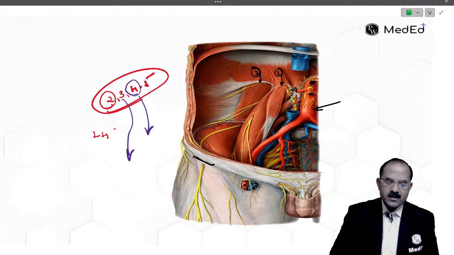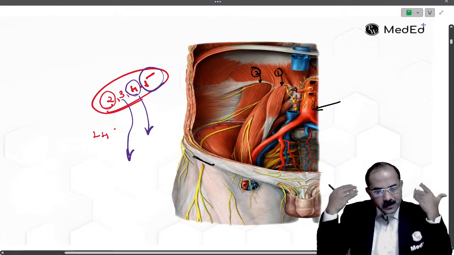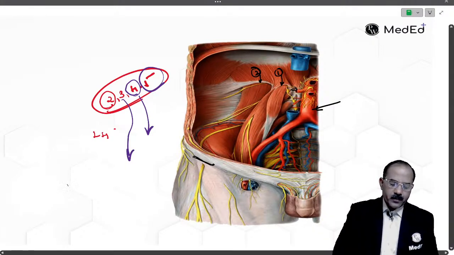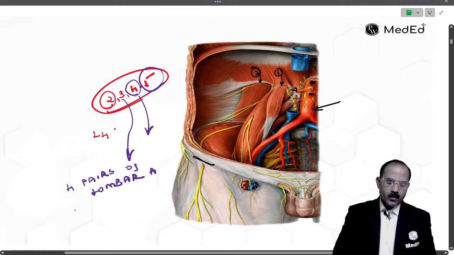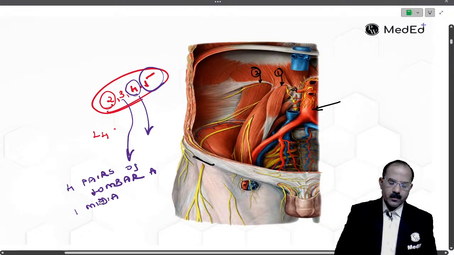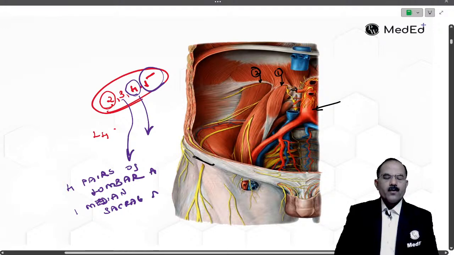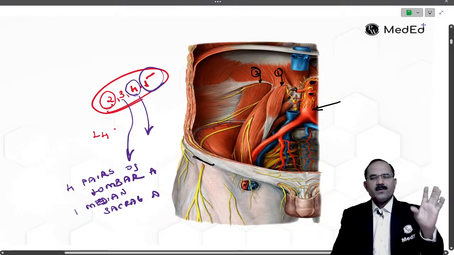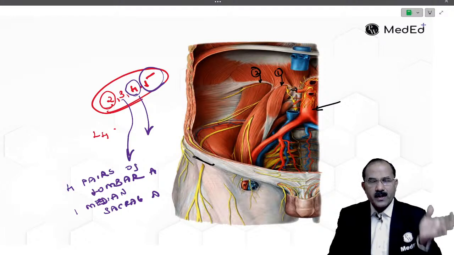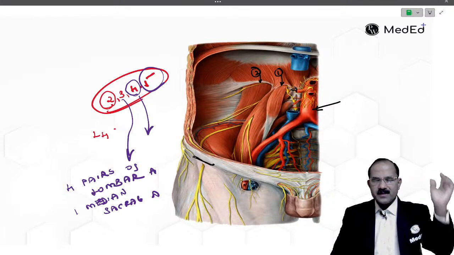Coming to the last, 5. Five are dorsal branches, which lie at the back. In them we get four pairs of lumbar arteries, and one artery runs in the midline of the sacrum, the median sacral artery. Four pairs of lumbar arteries and one median sacral artery. A very easy way to remember the abdominal aorta: 2, 3, 4, 5. That's it.